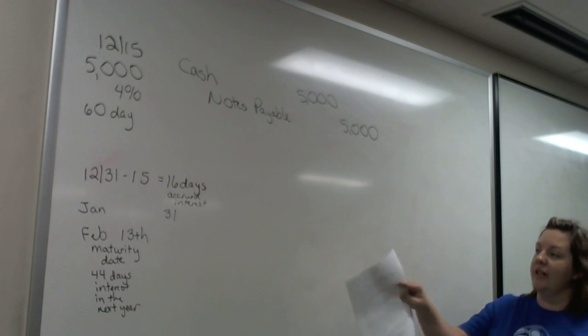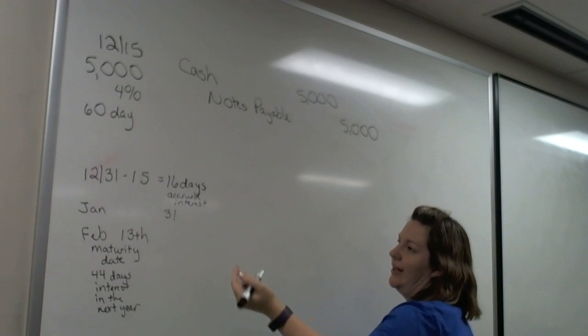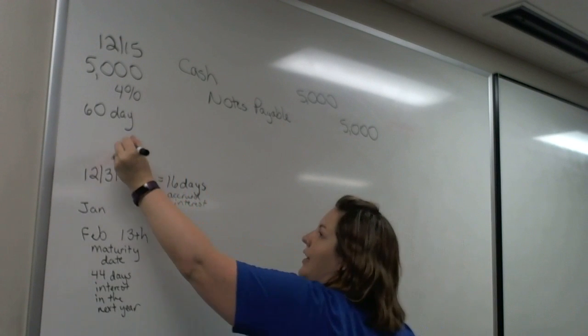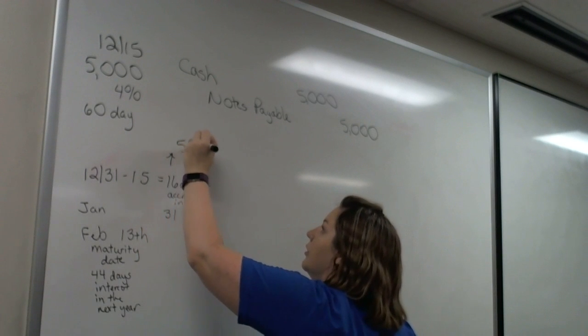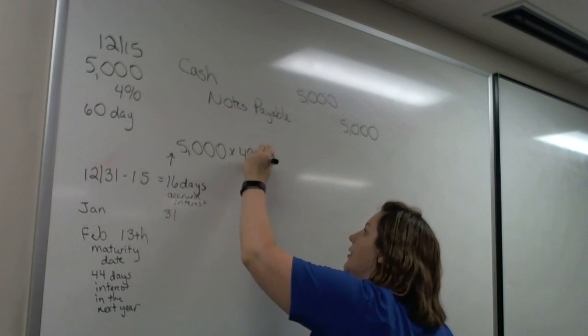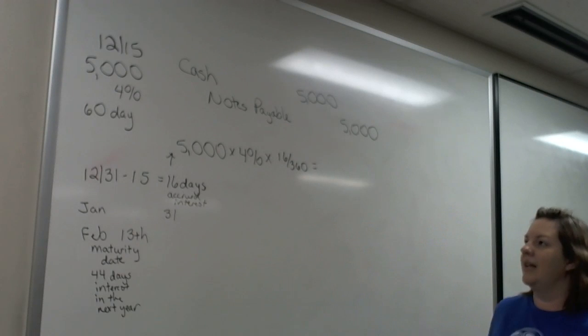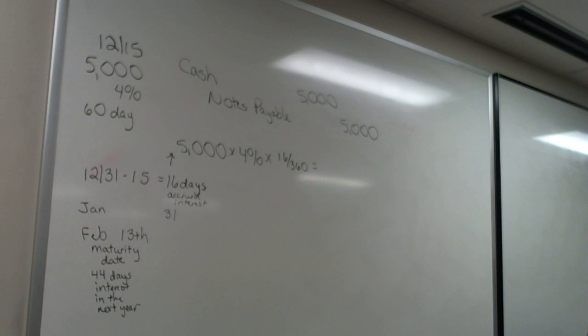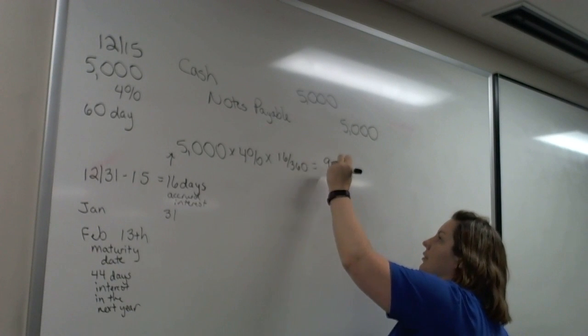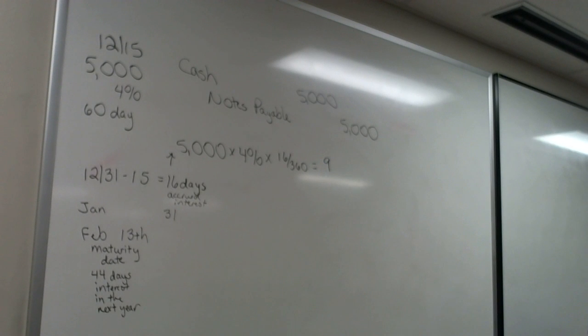So your journal entry on the 31st, well, first we need to calculate interest, don't we? So our interest would be 5,000 times 4% times 16 over 360. So that's my interest. You can round to the nearest whole dollar if it's a fraction. Just $9. So 5,000 times 4% times 16 over 360. So we had $9 of accrued interest in these 16 days.